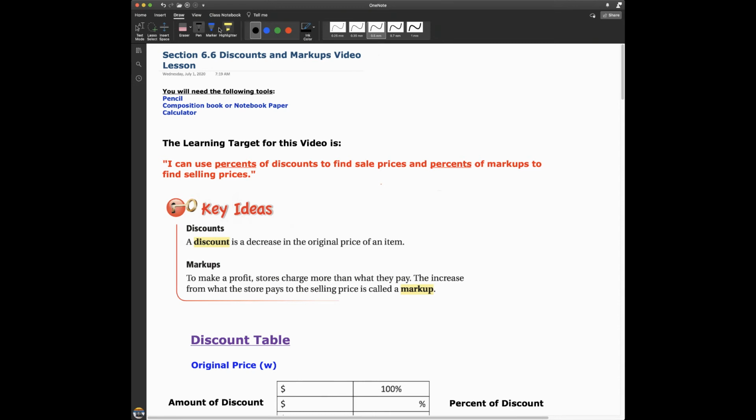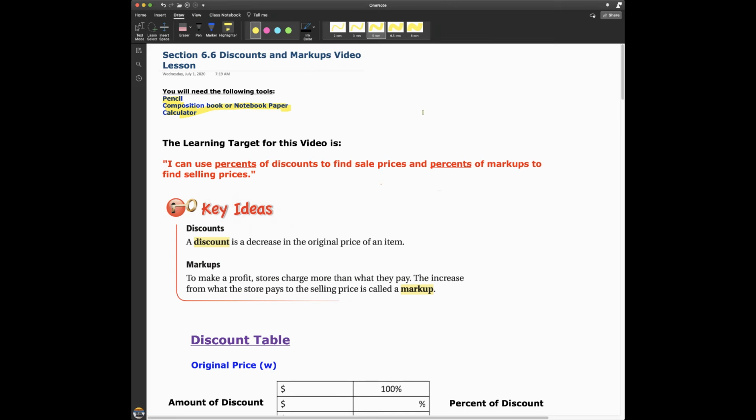So you'll need your goodies. You'll need your pencil, composition book, notebook paper, and a calculator. Definitely need a calculator. And the learning target for this video is I can use percents of discounts to find sale prices and percents of markups to find selling prices.